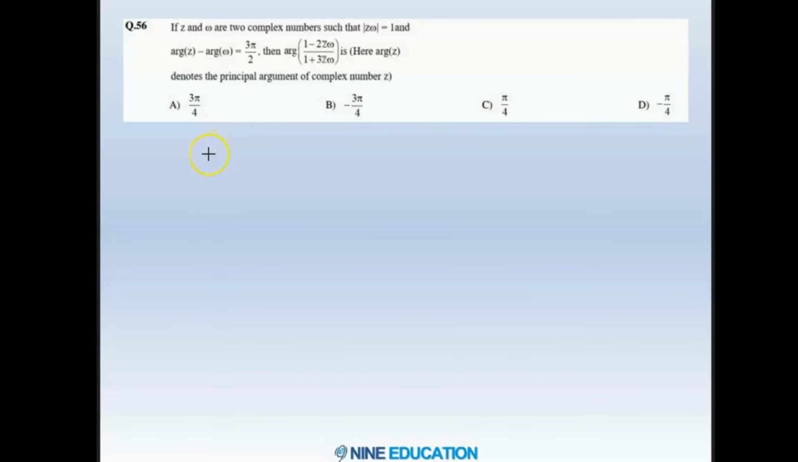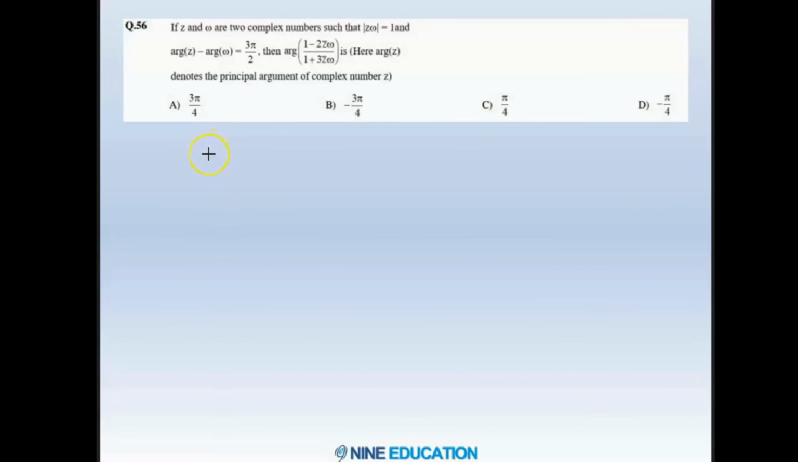Now we are also given that modulus of z into omega is 1, so modulus of omega is 1 by modulus of z. We already know that modulus of z is r, so it is going to be 1 by r. So how to express omega now? It is 1 by r, then e power i into the argument of omega, theta minus 3 pi by 2. So we have both z as well as omega ready.